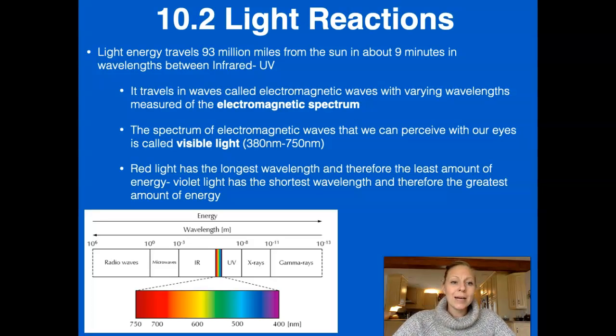Light reactions. So light energy travels 93 million miles from the sun in about 9 minutes, which is really cool to think about. And the wavelengths that travel from the sun occur between infrared and UV. So that's what we get from the sun. The waves that we get are electromagnetic waves, and we call this the electromagnetic spectrum. The electromagnetic waves that we can see, we call visible light. Those wavelengths are 380 nanometers to 750 nanometers. Red light has the longest wavelength, and purple or violet has the shortest, so that is the greatest amount of energy. Red has the least amount of energy, violet the greatest amount of energy.